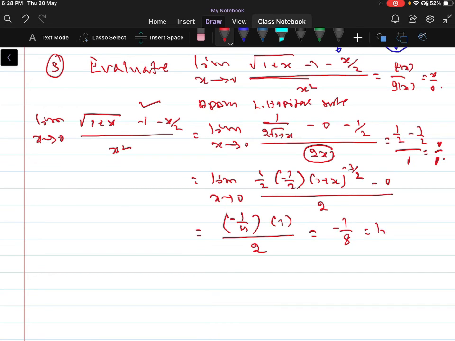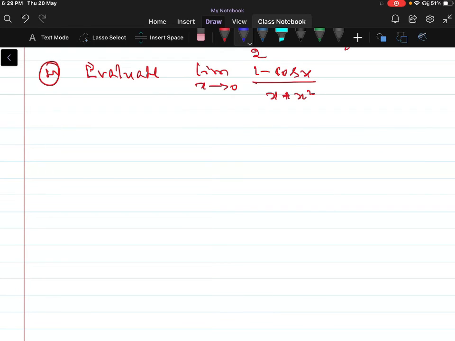So this is the limit value when x approaches 0 for the function. Let us consider another example. Evaluate the limit as x approaches 0 of the function (1 minus cos x) by (x plus x square). When we take x equal to 0, 1 minus cos 0, that is 1 minus 1, is 0, so it is 0 by 0 form. Where f of x equals 1 minus cos x and g of x is x plus x square. If it is 0 by 0 form, you can apply L'Hopital's rule.